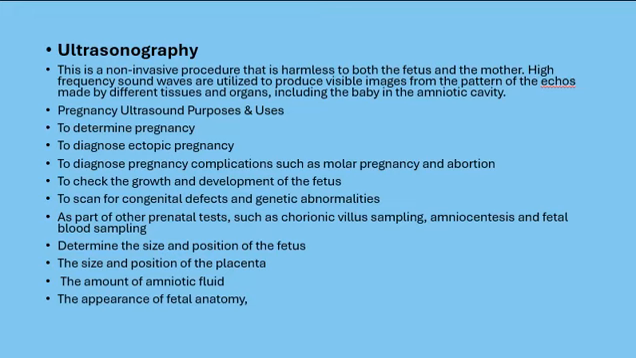Pregnancy ultrasound purposes and uses. To determine pregnancy. To diagnose ectopic pregnancy. To diagnose pregnancy complications such as molar pregnancy and abortion. To check the growth and development of the fetus. To scan for congenital defects and genetic abnormalities. As part of other prenatal tests, such as chorionic villus sampling, amniocentesis and fetal blood sampling.